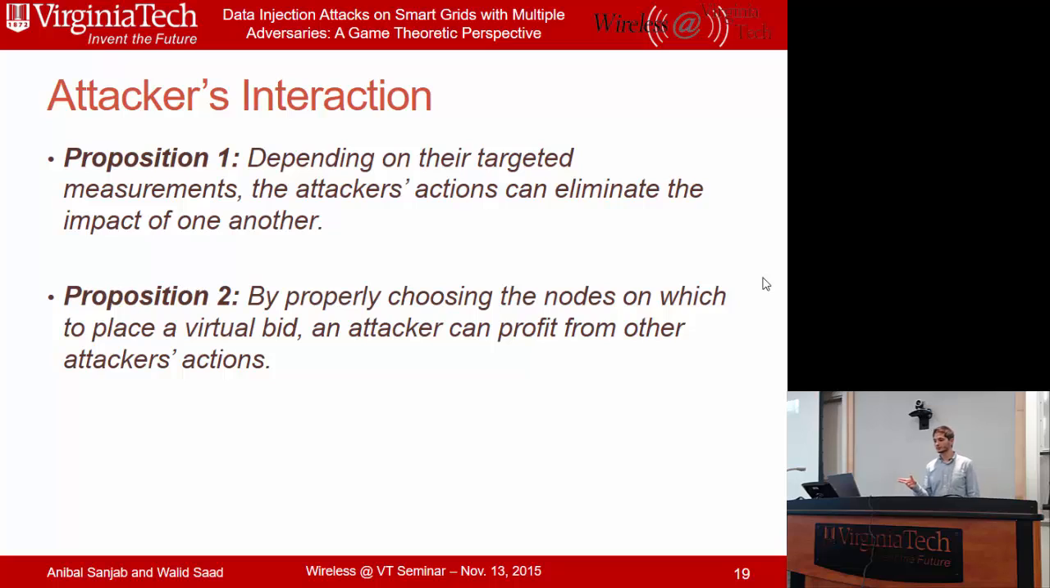The proofs of those propositions are mainly provided in the paper if you are interested in it, or we can talk after the presentation about it. I don't want to include a lot of math in the presentation.